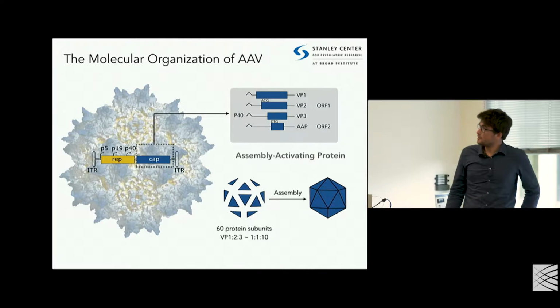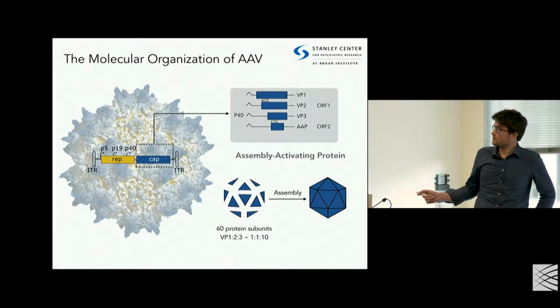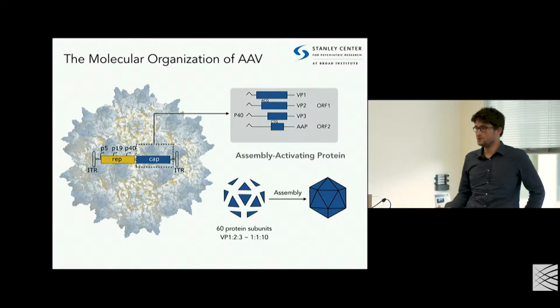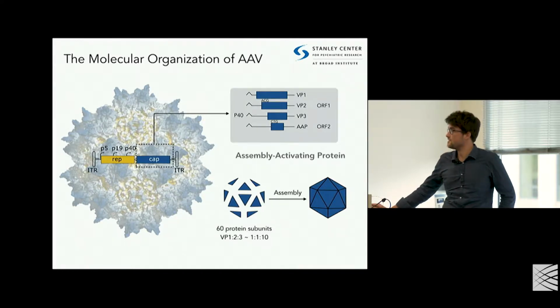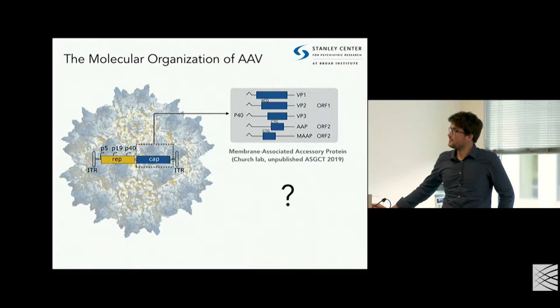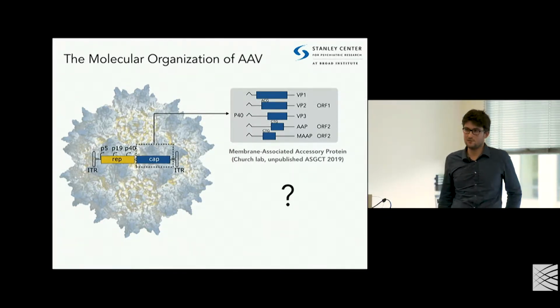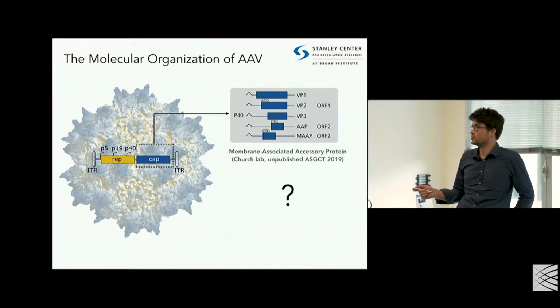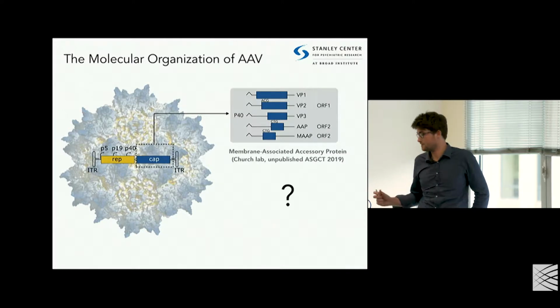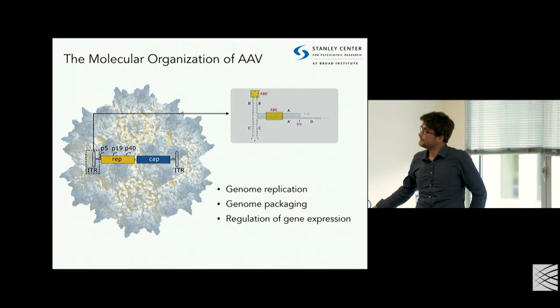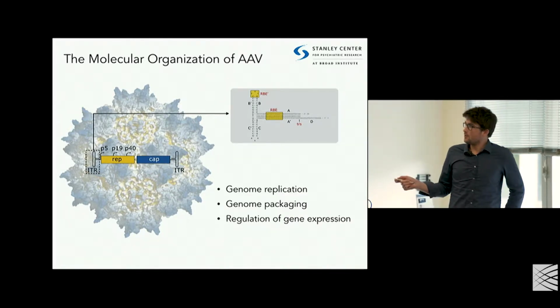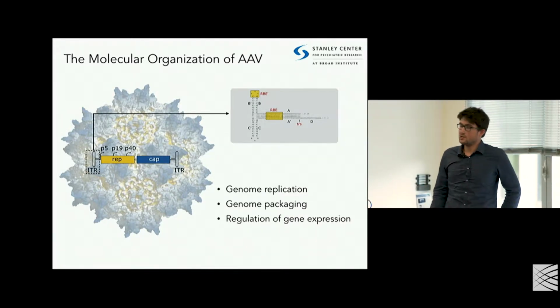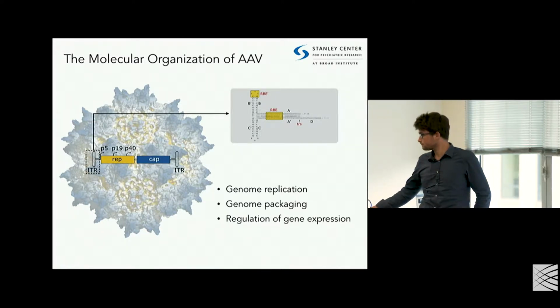Cap also encodes the assembly activating protein, AAP, that was shown to be required for assembly of most naturally occurring serotypes, as well as synthetic ones. And finally, the MAP, membrane-associated accessory protein, that was discovered this year by the Church Lab and whose role is still kind of unclear, but was shown to play a very important role in virus production. Finally, the ITRs flank the viral genome. They are involved in genome replication, packaging, and regulation of gene expression as well.